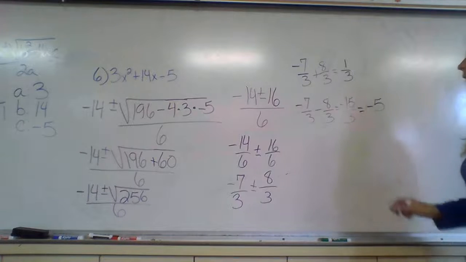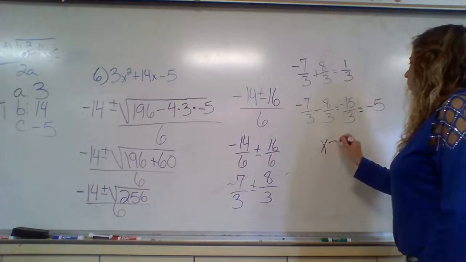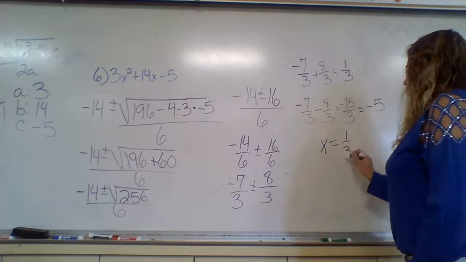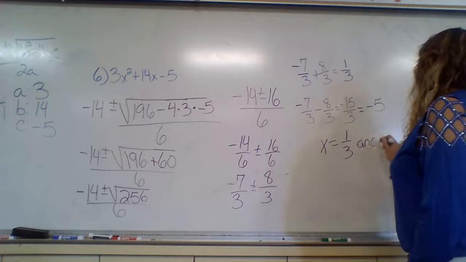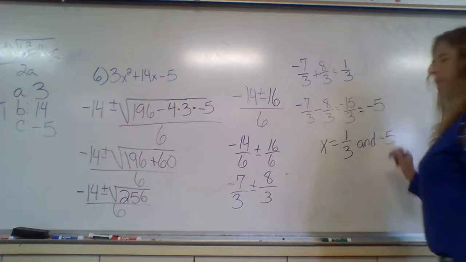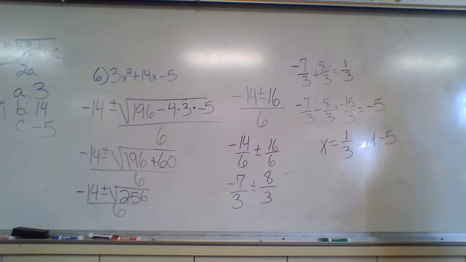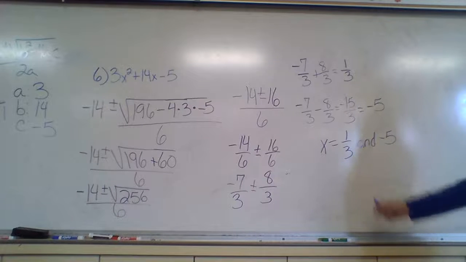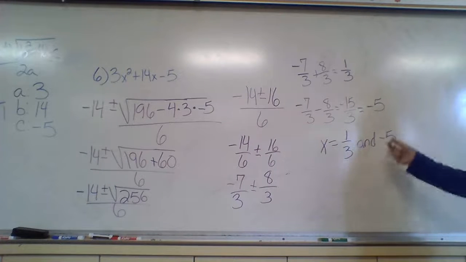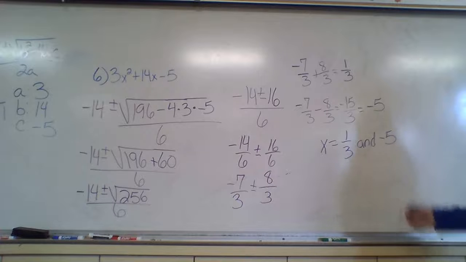We did it. So your answers are x equals 1/3 and negative 5. So both of your roots are real, and they are both rational. There are 2 of them. There you go.